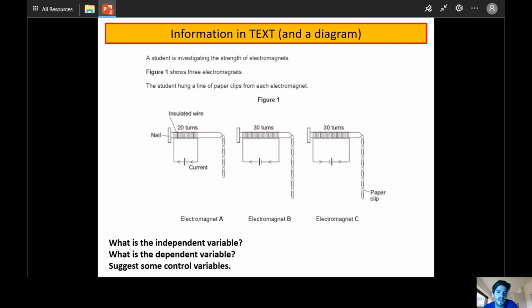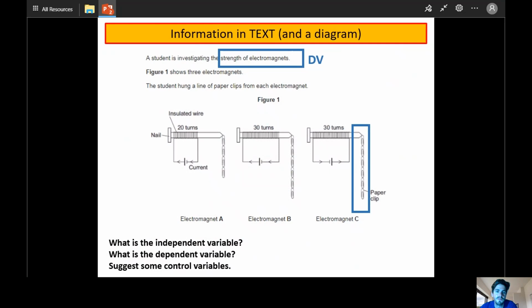Okay, we've got that word investigating, so that tells us that's our dependent variable, the strength of electromagnets. And they're investigating that by seeing how many paper clips they can attach. Hopefully that's familiar to you. Now, this is tricky because, again, they are changing two things here. That's a bit of a confusing variable. So they've not controlled every variable.